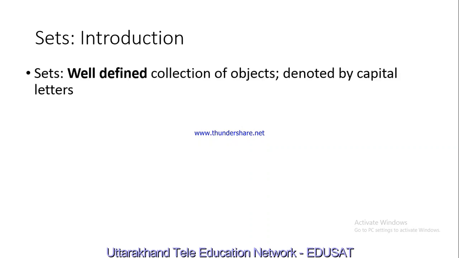Let me tell you right in the beginning as to what sets are. Basically, sets are well-defined collection of objects. Now please see that well-defined has been written in bold. So the collection of objects is very well-defined, such that there is no ambiguity. Then it would be called sets. And how do we denote sets? They are denoted using capital letters. Okay, we'll take up some example to understand this better.